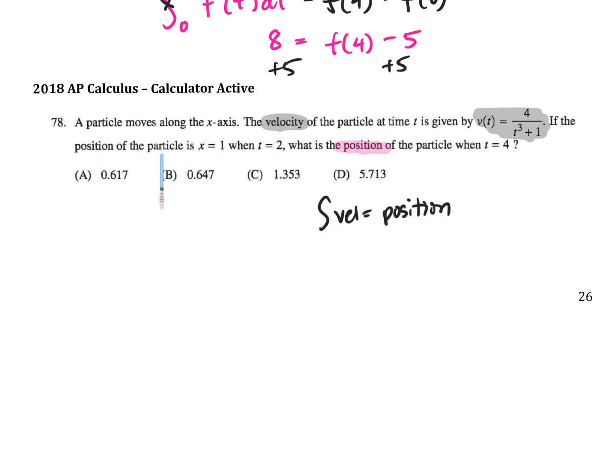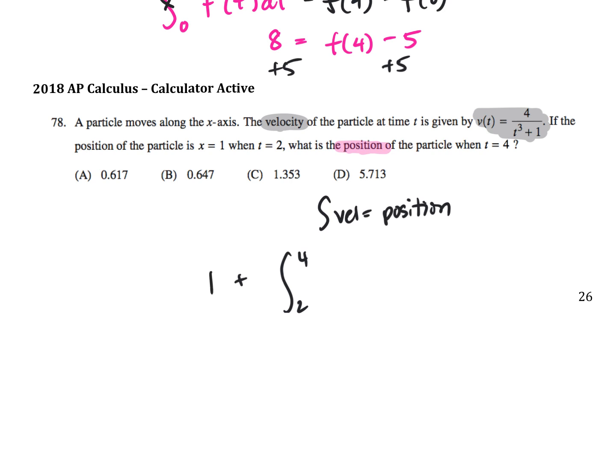And then it says, hey, the position is 1 at time t equals 2. So that's like me starting 1 mile in, say 2 minutes in. What's my final position when t is 4? The integral from 2 to 4, yes? And plus 1.